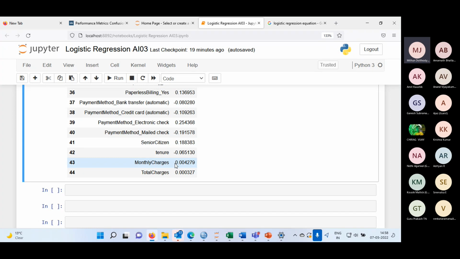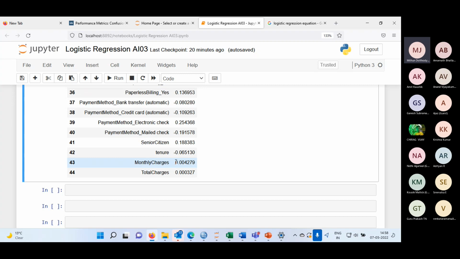If it is negative, it means that you'll have a negative impact. A simple example is price and sales. If price increases, sales will come down. If discount increases, sales will go up. The same thing here also. If monthly charges increase by 1 unit, then the propensity to churn... Why am I saying propensity to churn? Because that is the dependent variable. We are trying to quantify the impact of monthly charges on the propensity to churn.